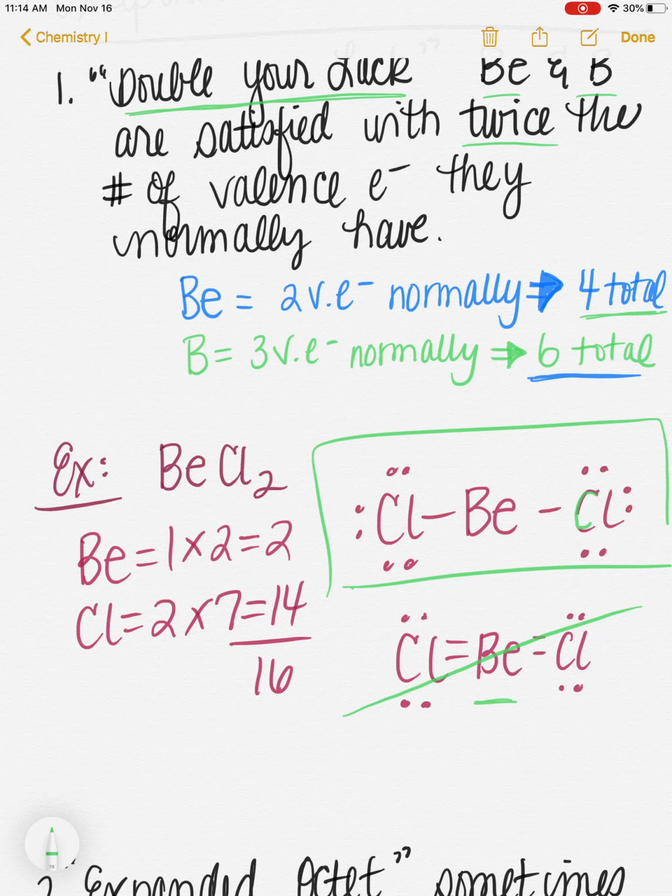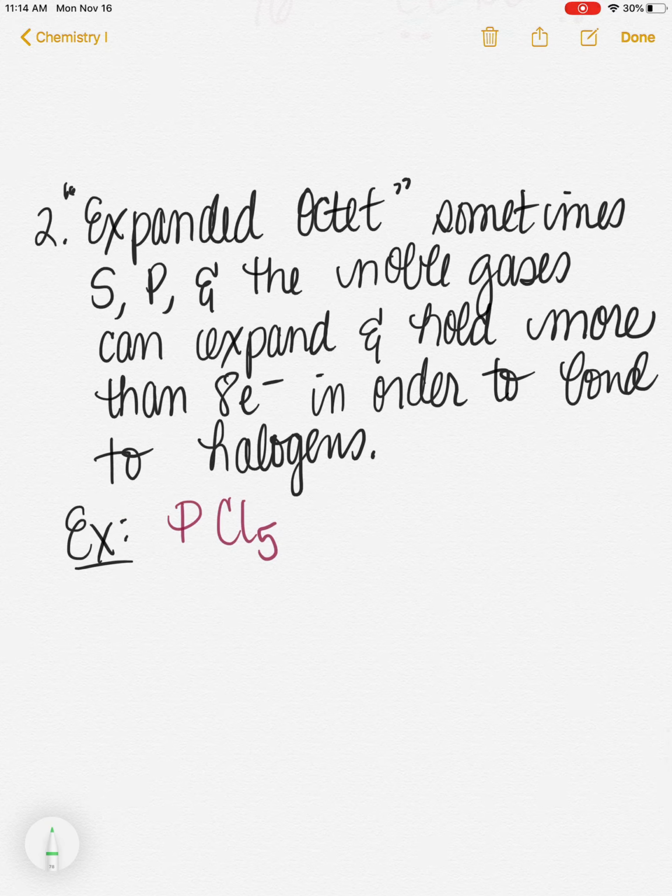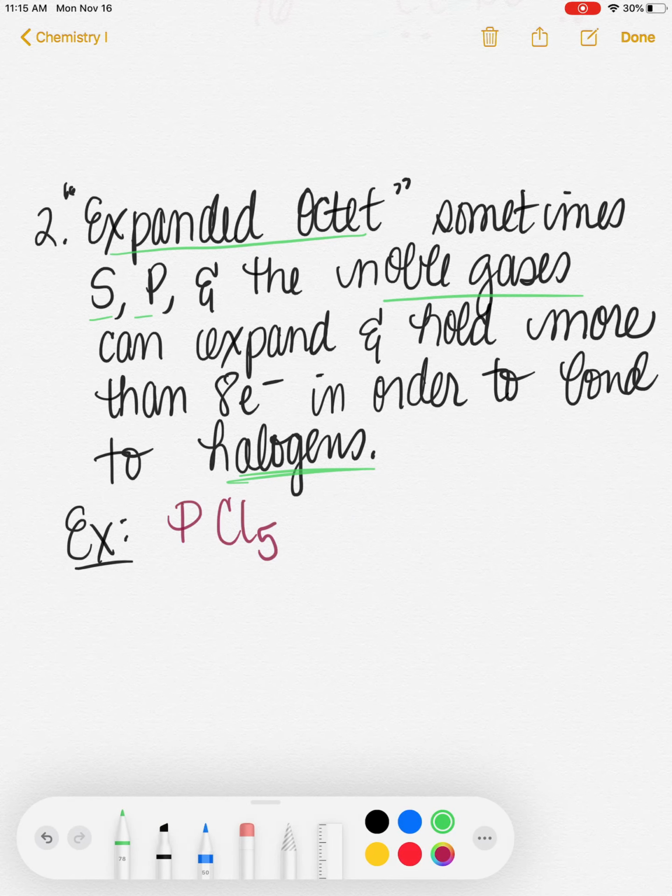So if you count now, you've got 2, 4, 6, 8, 10, 12, 14, 16 total. The beryllium in the center only has 4, but that's okay because it's an exception to the octet rule. All right. The last thing that we need to discuss is what's called an expanded octet. Sometimes the elements sulfur, phosphorus, and the noble gases can hold more than 8 electrons in order to bond with halogens. Remember, if something expands, it like gets larger in size.